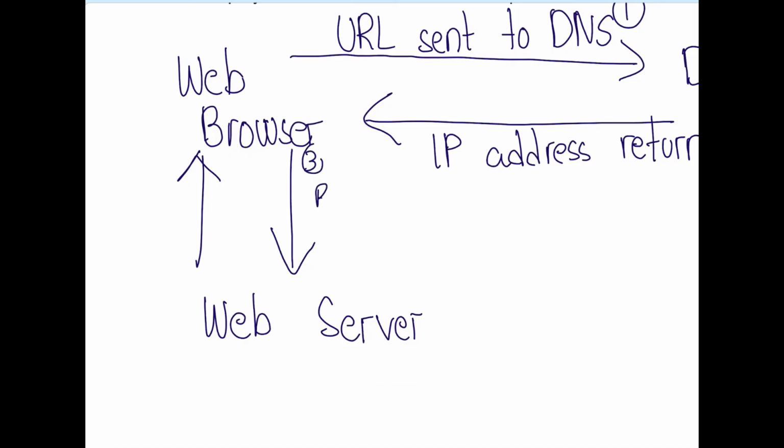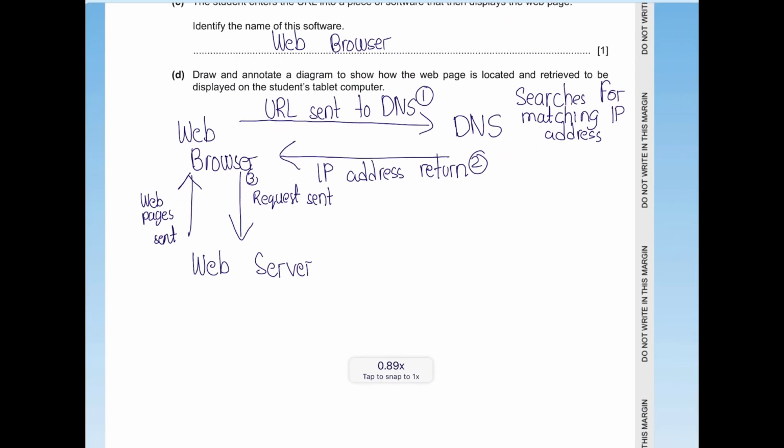You send a request to this, that I want this web page. You send a request to the web server. Request sent. How does the web server respond? It's basically going to send you the web pages, which are sent back to the web browser. I hope this is clear.